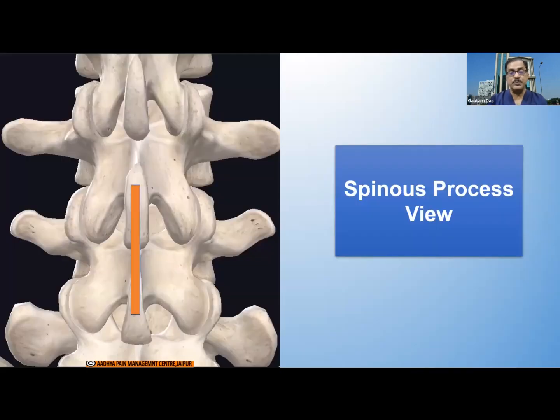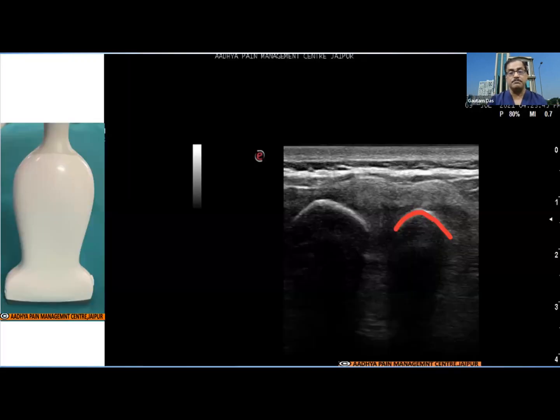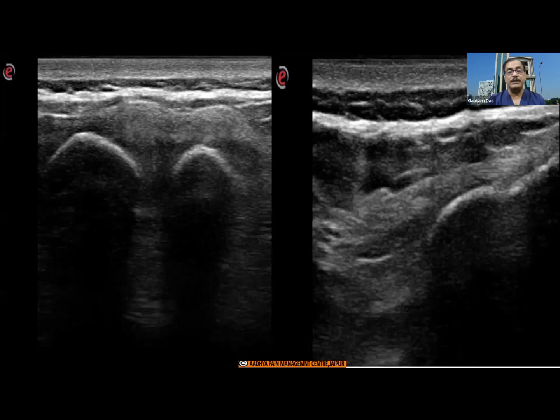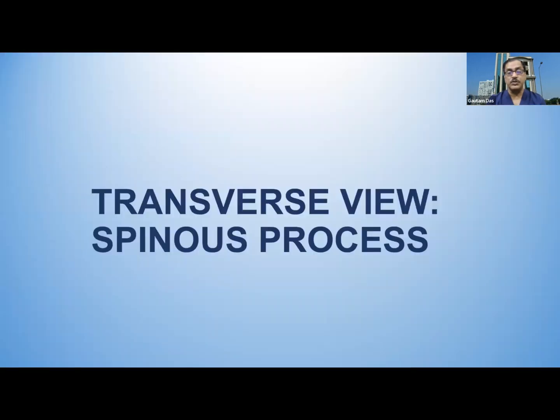So the spinous process view again, and the other ligaments, the supraspinous ligament and infraspinous ligament. The supraspinous ligament is basically the continuation of the posterior most layer of the thoracolumbar fascia. So counting the level in the midline also, suddenly we'll get the break, and that will be L5S1 mostly.